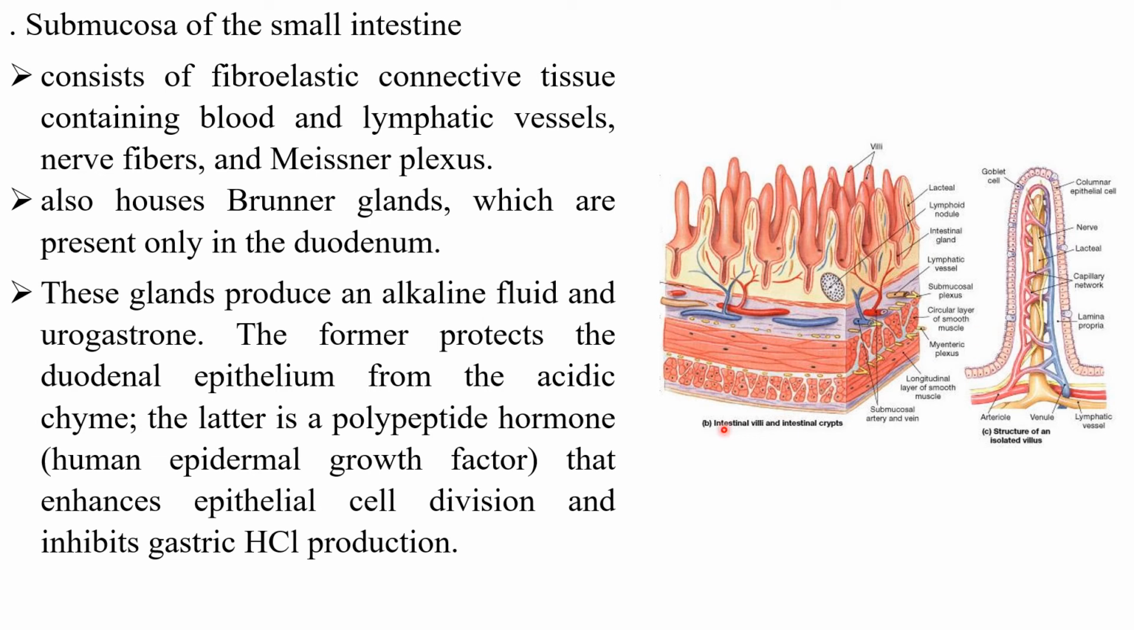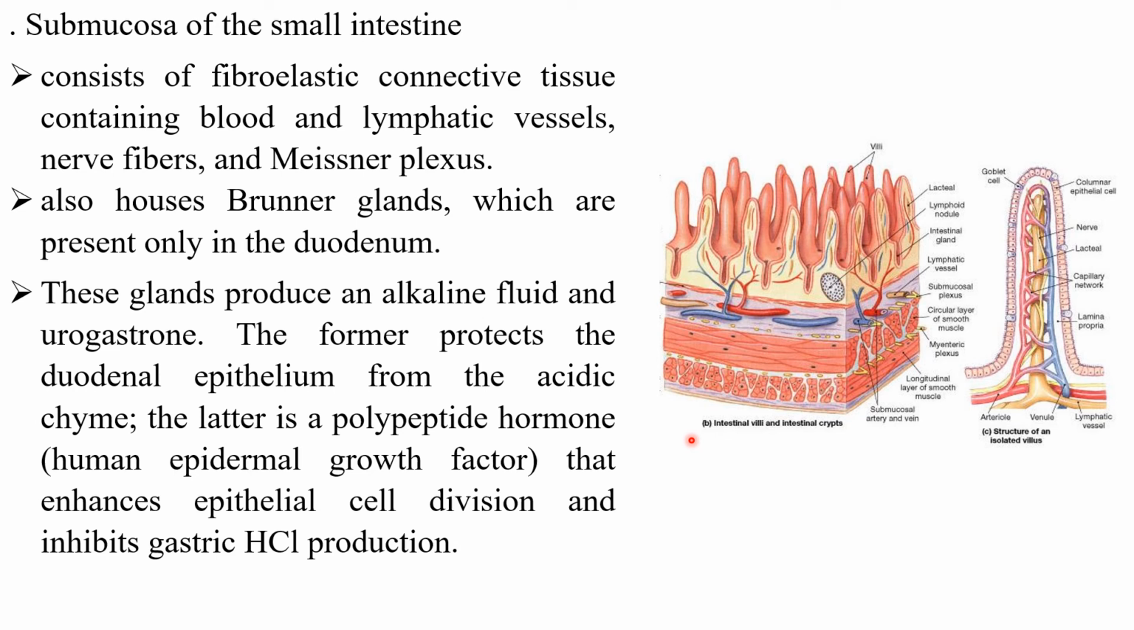The next part in the histology of the intestine is the submucosa. The submucosa of the small intestine consists of fibroelastic connective tissue containing blood and lymphatic vessels, nerve fibers, and Meissner's plexus. They also house certain specialized glands called Brunner's glands, which are present only in the duodenum.